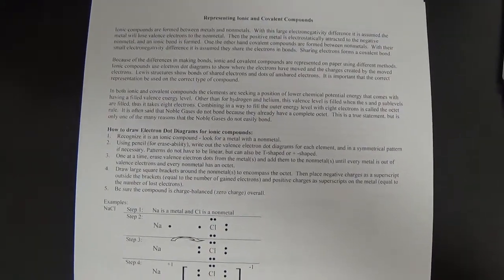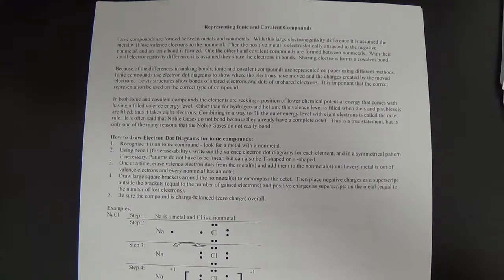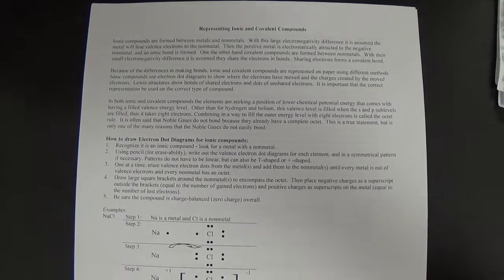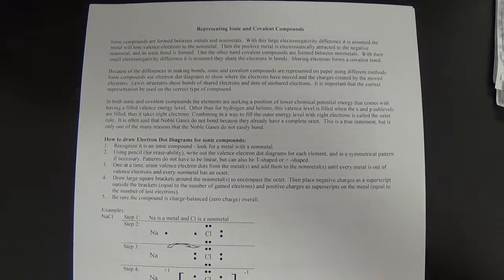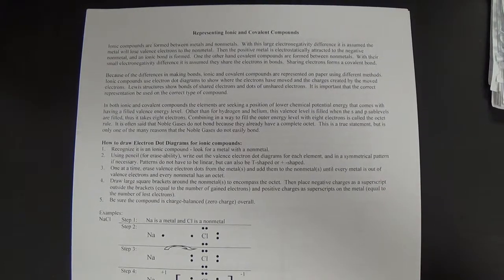Welcome to our pre-AP notes over Chapter 7 and 8 still. We're going to be in what I term Part 2, and we're going to look at how we represent on paper ionic and covalent compounds, that is actually making drawings.